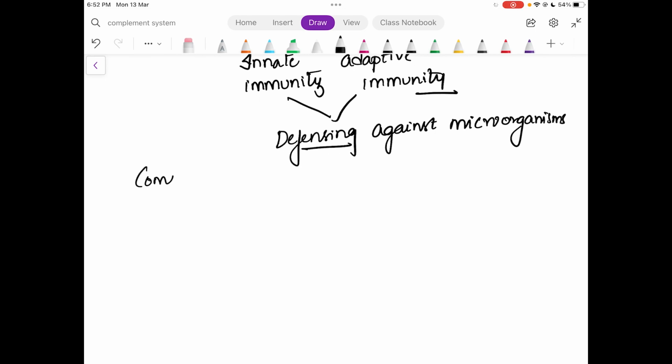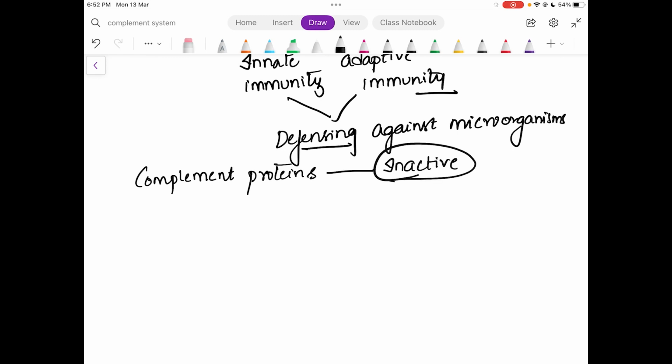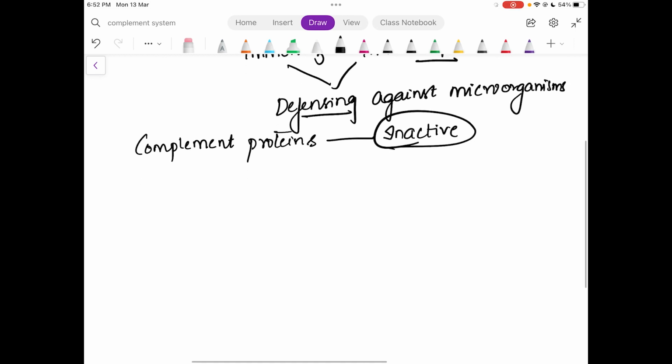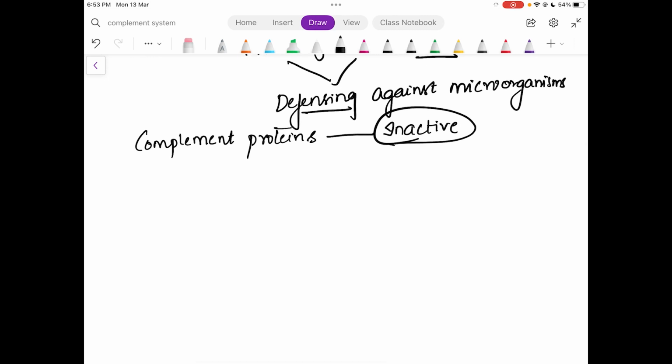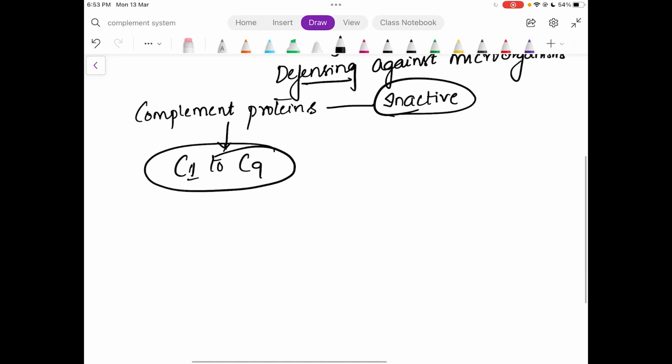Normally, complement proteins will be present. These proteins are inactive. Normally they are in an inactive stage. They have to be activated. This activation is done through different processes, which we'll go through further. Normally these complement proteins are numbered from C1 to C9.